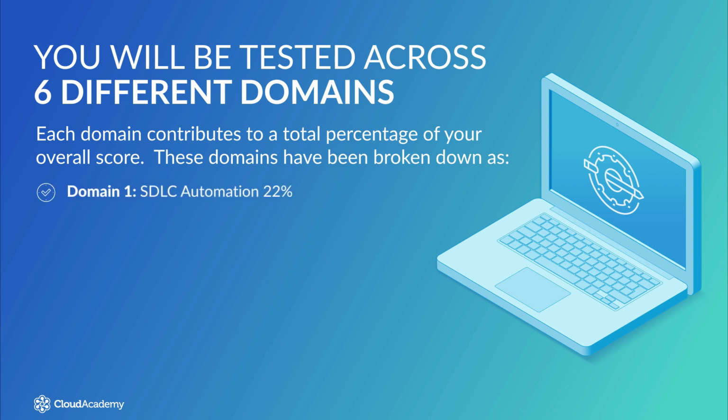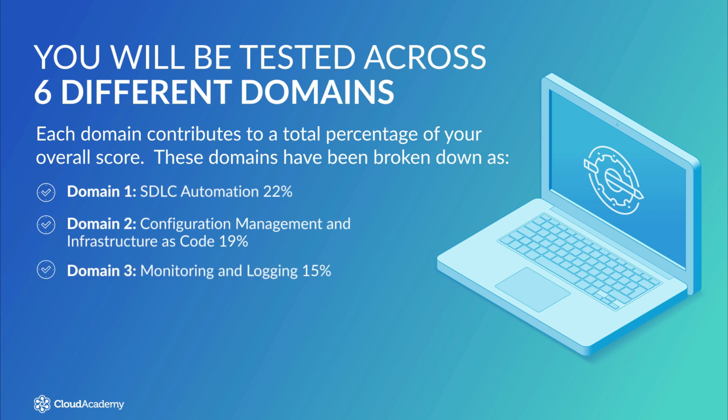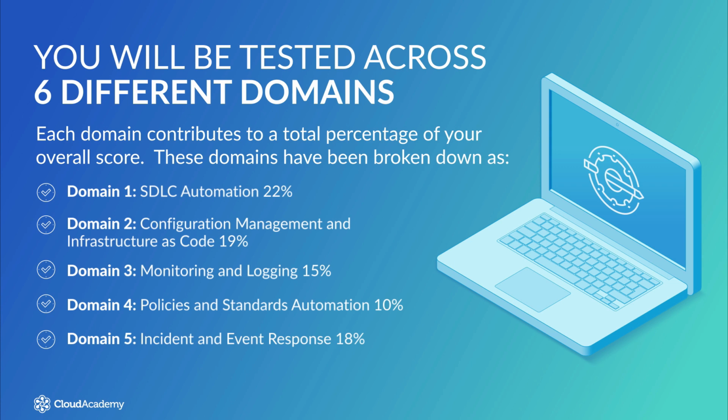Domain 1, SDLC Automation, which is 22%. Domain 2, Configuration Management and Infrastructure as Code, at 19%. Domain 3, Monitoring and Logging at 15%. Domain 4, Policies and Standards Automation at 10%. Domain 5, Incident and Event Response at 18%, and Domain 6, High Availability, Fault Tolerance and Disaster Recovery at 16%.